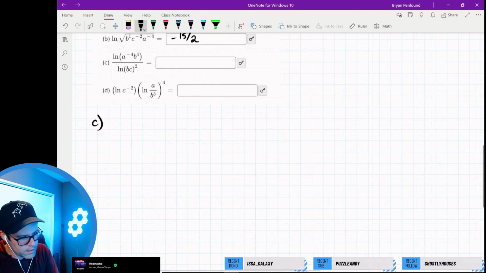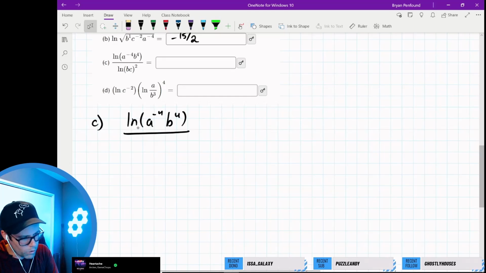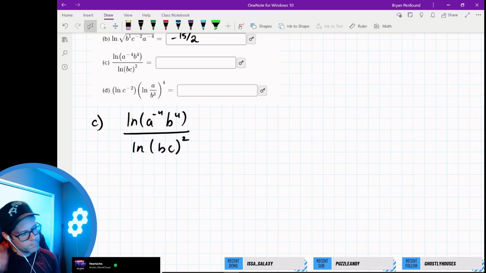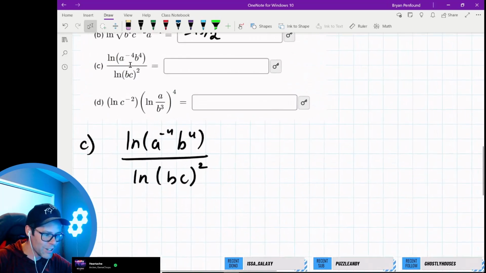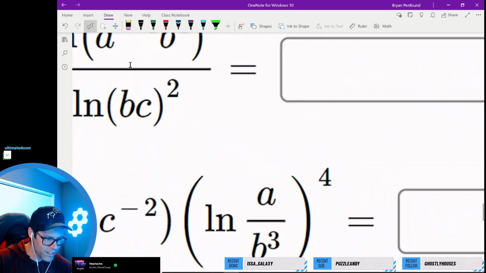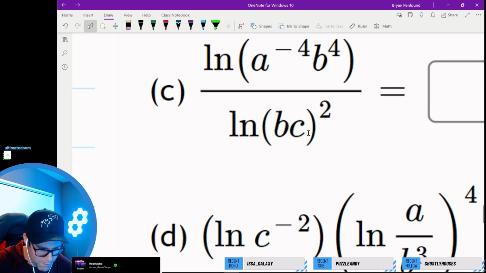And let's take a look at C. So C is ln of a to the -4, b to the 4, over ln of c squared. Wow. Look at how terrible that notation is. People chew me out all the time for things like this.